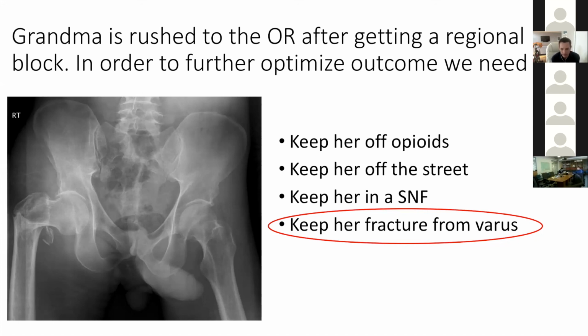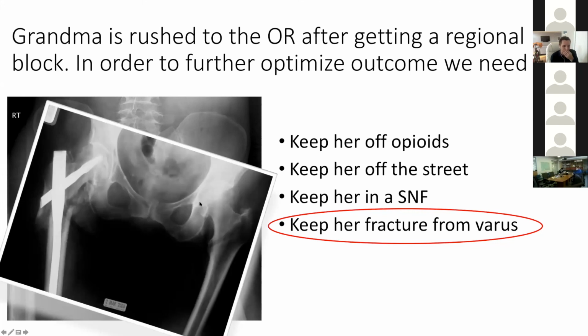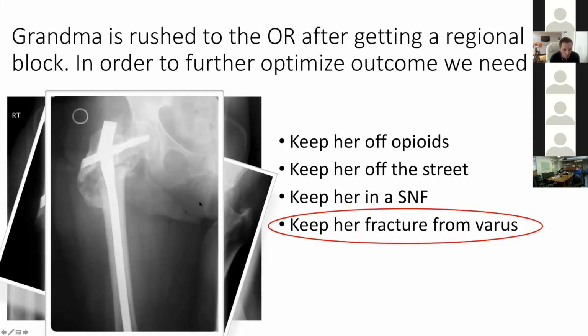But keeping her fracture from going into varus, or being fixed in varus, has been shown by multiple studies to be very important for a good outcome, particularly to prevent fixation failure. If we fix her in varus, then after a while the cantilever forces on the implant result in what you see here, which is an implant breakage, or more commonly a cutout.